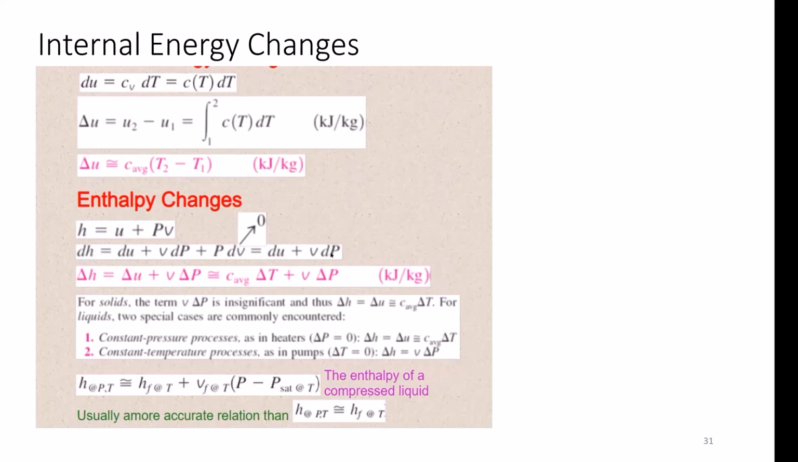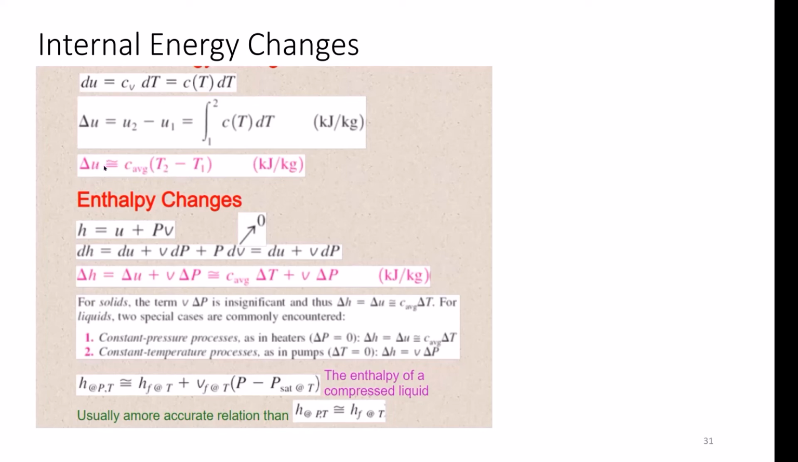Okay, so this is our end result here. If we write it in terms of our averages, delta h instead of in differential form, then delta h, or change in enthalpy per unit mass, is just going to be equal to delta u plus v delta P.